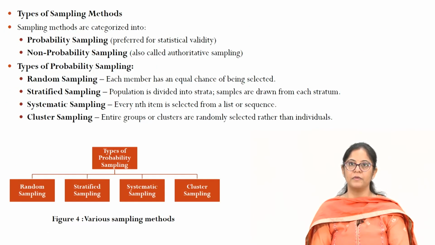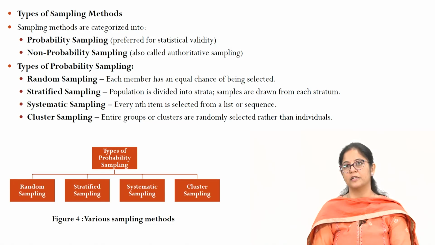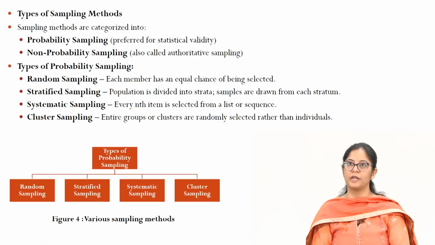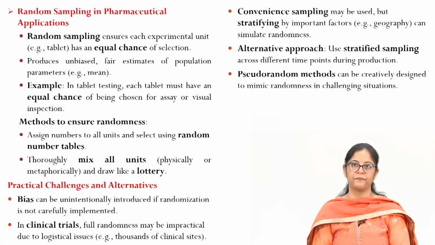So, there are various kinds of sampling methods. These can be categorized into probability sampling, preferred for statistical validity, and non-probability sampling, also called authoritative sampling. There are different types of probability sampling. Random sampling, wherein each member has an equal chance of being selected. Stratified sampling, where the entire population is divided into strata and samples are taken from each stratum. Systematic sampling, where every nth item is selected from a list or sequence. And cluster sampling, where entire groups or clusters are randomly selected rather than individuals.